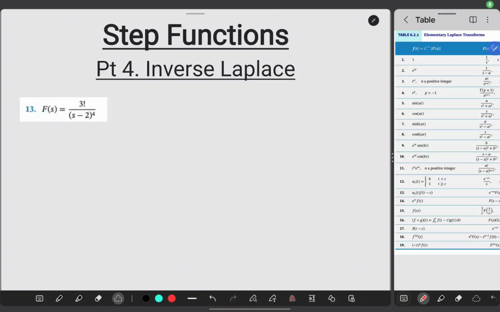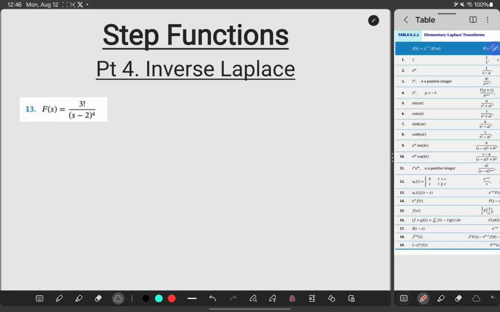In this video, we're going to continue our look at step functions, and now we're going to look at some inverse Laplace examples that deal with the step functions, like the ones with the u to the c's and whatnot.